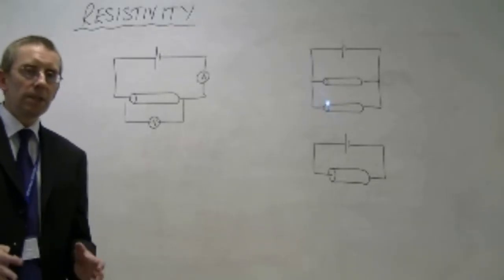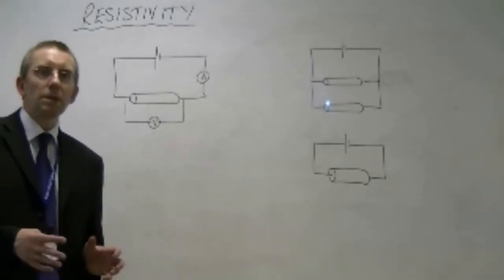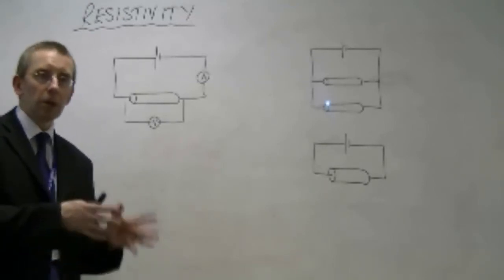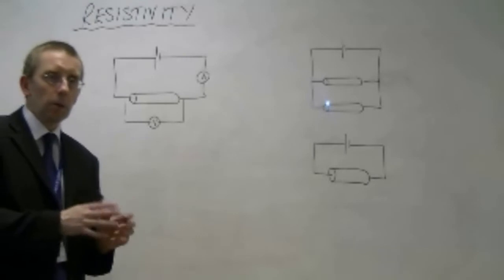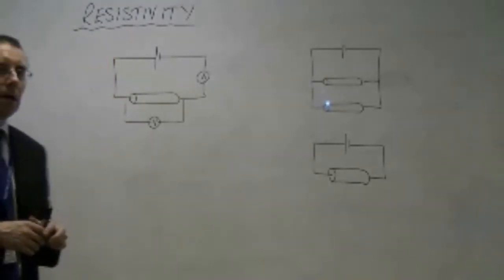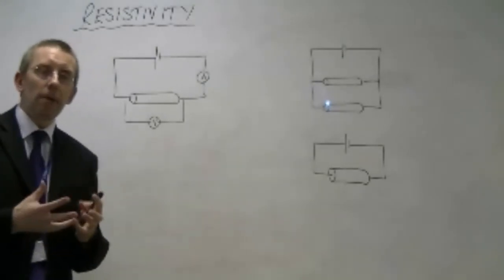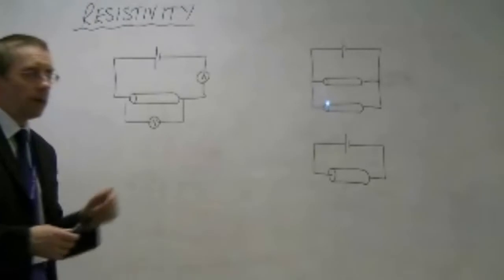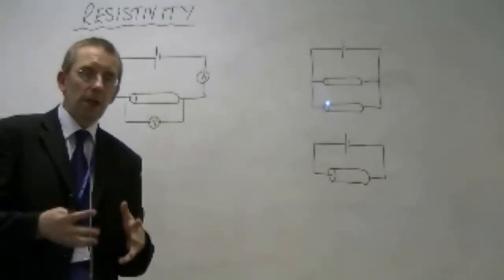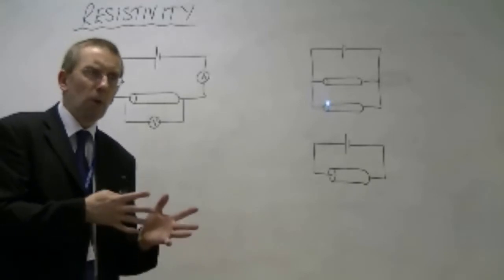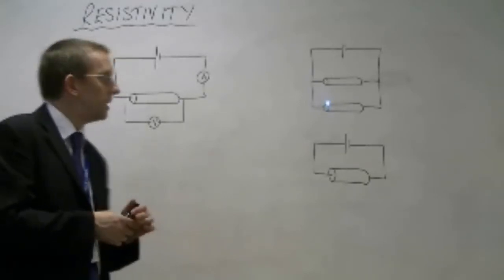You've talked about resistance of components measured in ohms, and the resistance is a property of a particular component. Okay, I want now to talk about resistivity, which is a property of the material that components are made out of. So let's think about some of the experiments that you've done and see if we can use them to work out what resistivity is and what affects it.